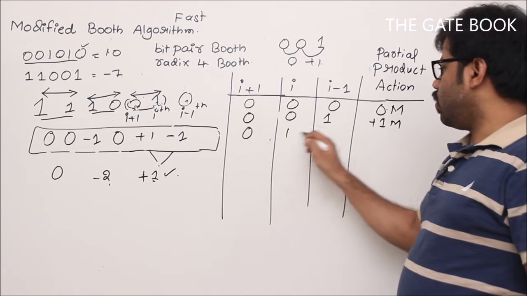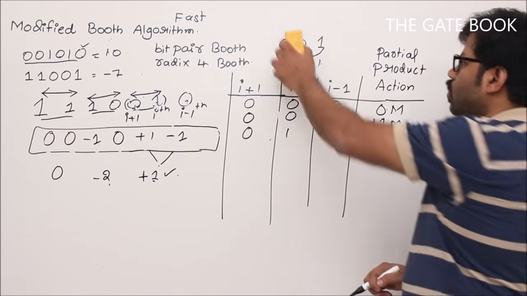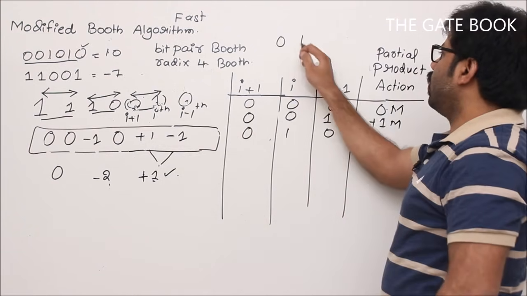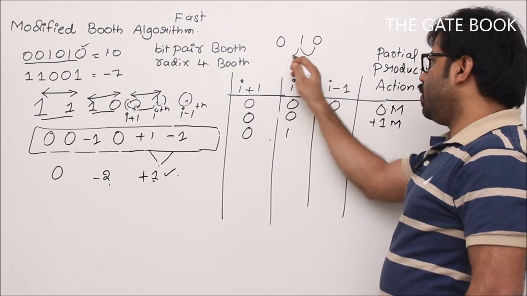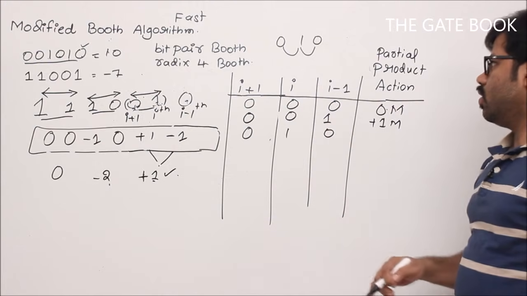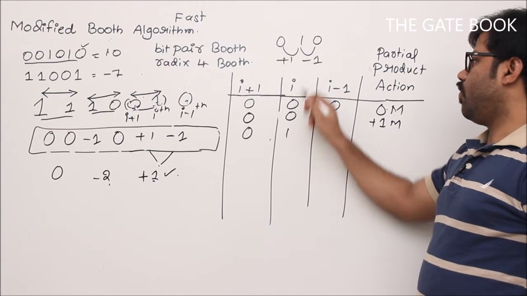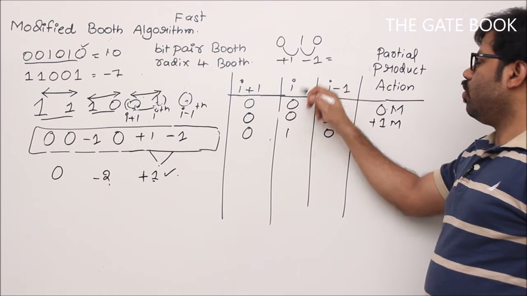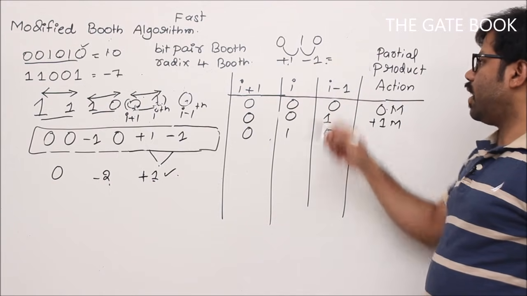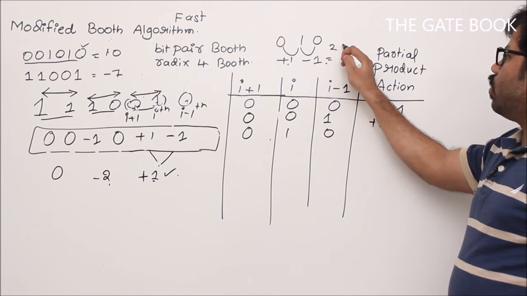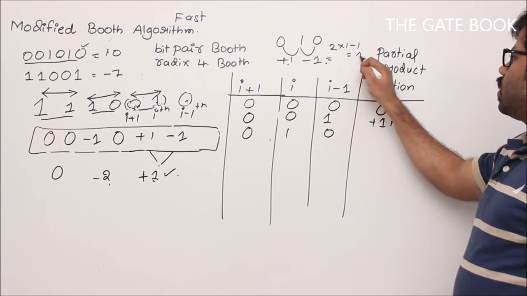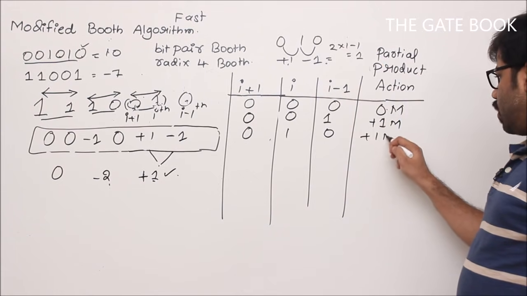Next, 0, 1, 0. If it is 0, 1, 0, what is going to happen? Now whoever is watching this video, please do it on your own. 0, 1 minus 1, 1, 0 plus 1. So if I convert, 1 minus 1 is equivalent to 2, 2 into 2, 2, 2 plus minus 1. So 2 into 1 minus 1 plus 1, right? So that's why it is plus 1.